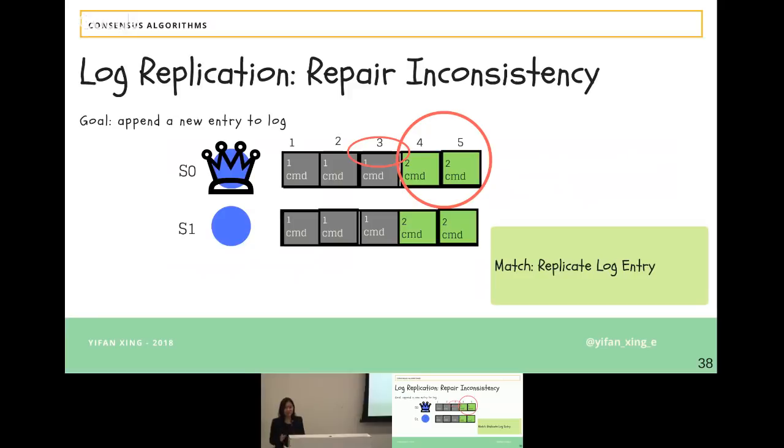Then the follower will check at index 3, do we have the same term as the leader? So now they match. So we know that everything up to and including entry 3 is the same as the leader's. So we just copy 4 and 5 to our own log. That's how you replicate the log and fix inconsistencies in your own log.